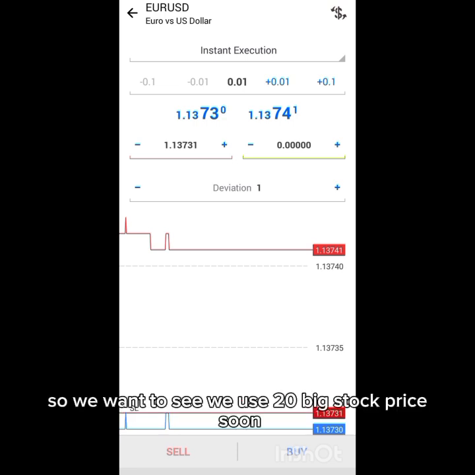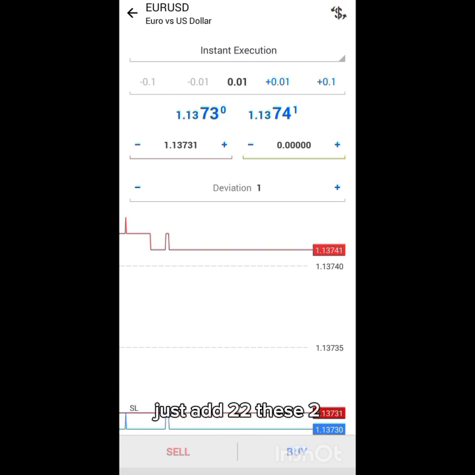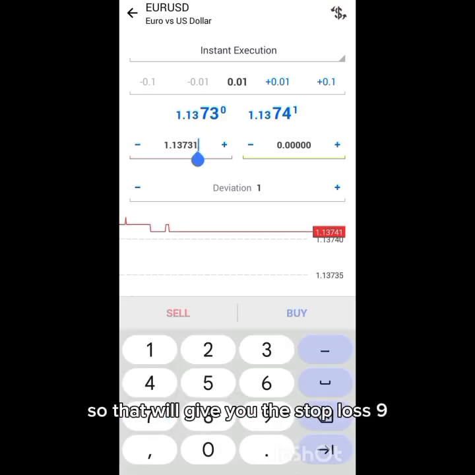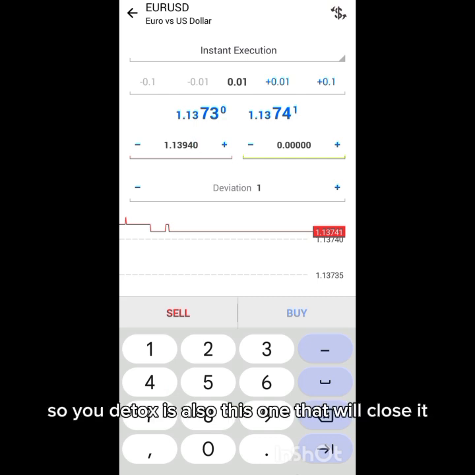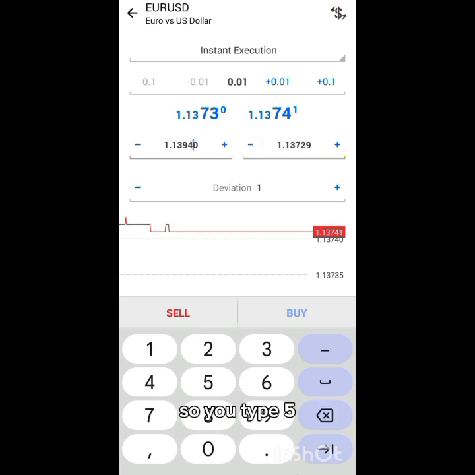So we want to say we use a 20 pip stop loss. You count 20 pips from this. Just add 20 to the 2 4 here. You have 9 4. That will give you the stop loss 9 4. And the take profit, you want to also use 20 pips. It's also this one that will close it, so you deduct 20 from it, which is 5 4. So we'll type 5 4, and that settles it. So we sell.